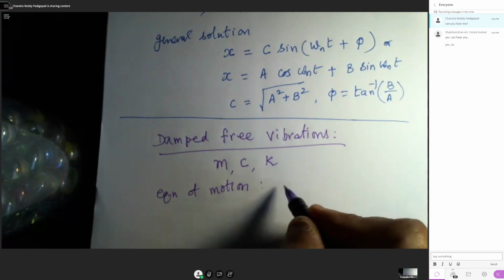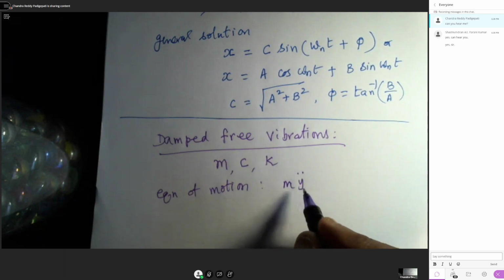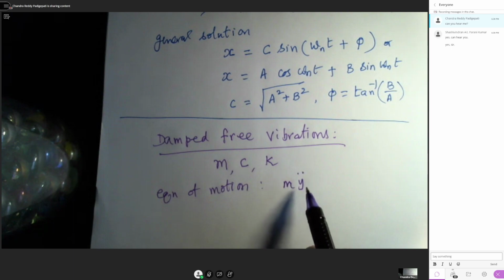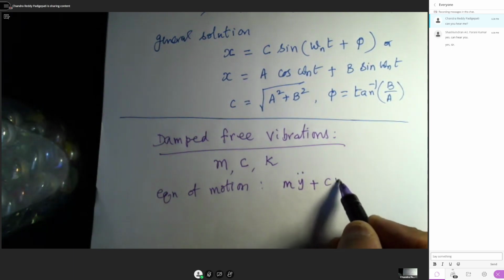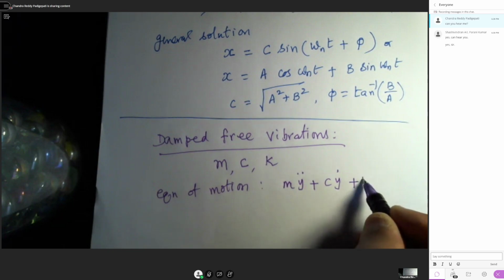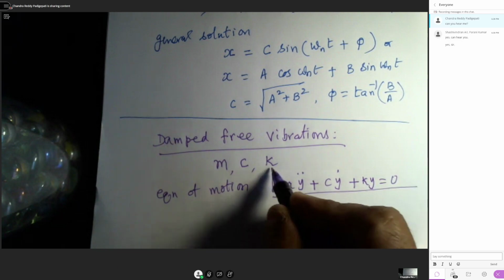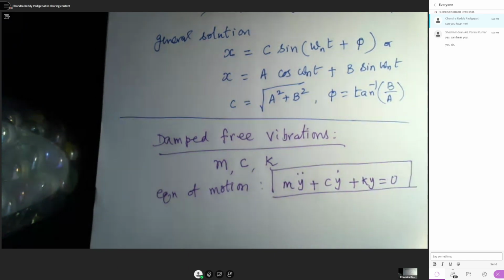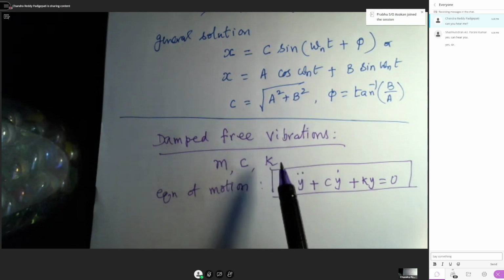In this case, the equation of motion will be m y double dot, where y is the displacement in the y direction, plus c y dot, where y dot is the velocity and y double dot is the acceleration, plus k y is equal to 0. So this is the general form of the equation of motion for a mass, spring and damper system.